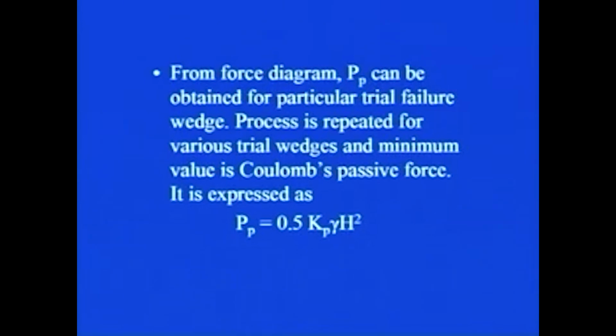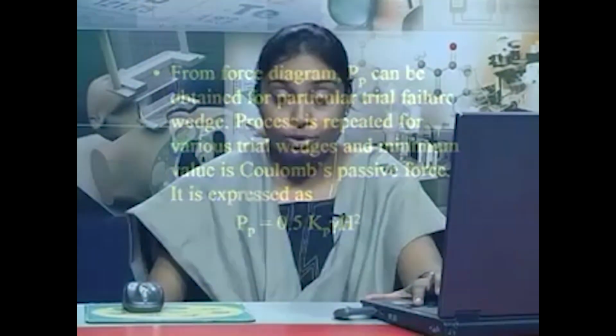This process is repeated for various trial wedges, and the minimum value is Coulomb's passive force, which is expressed as 0.5 times Kp gamma h square. Kp, you know the expression, you have standard tables, you simply pick the corresponding value of Kp. You know the property of soil, that is, you know the unit weight of the soil. You know the vertical height of the wall, and simply by using this expression you can find out the magnitude of the total passive pressure force per unit length of the wall.